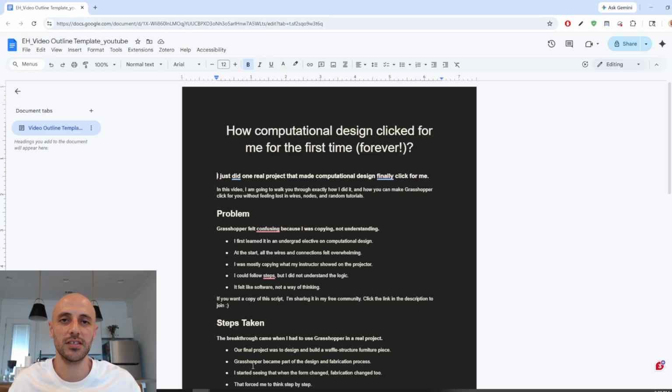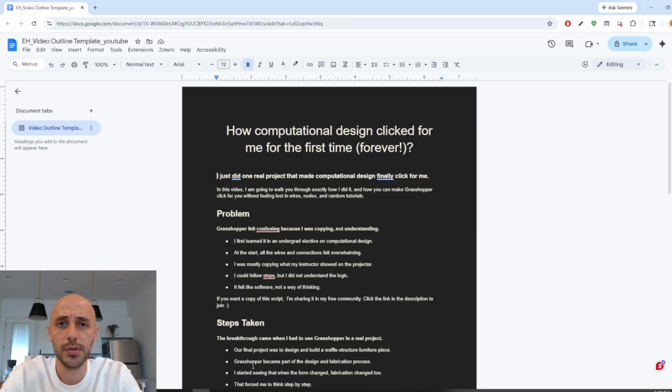So the problem was Grasshopper felt confusing because I was copying and not understanding. I first learned Grasshopper in my undergrad in the third year, if I'm not mistaken, and it was a computational design course. We learned a lot of different computer programs, software, and so on. And throughout the process, Grasshopper was introduced to us too.